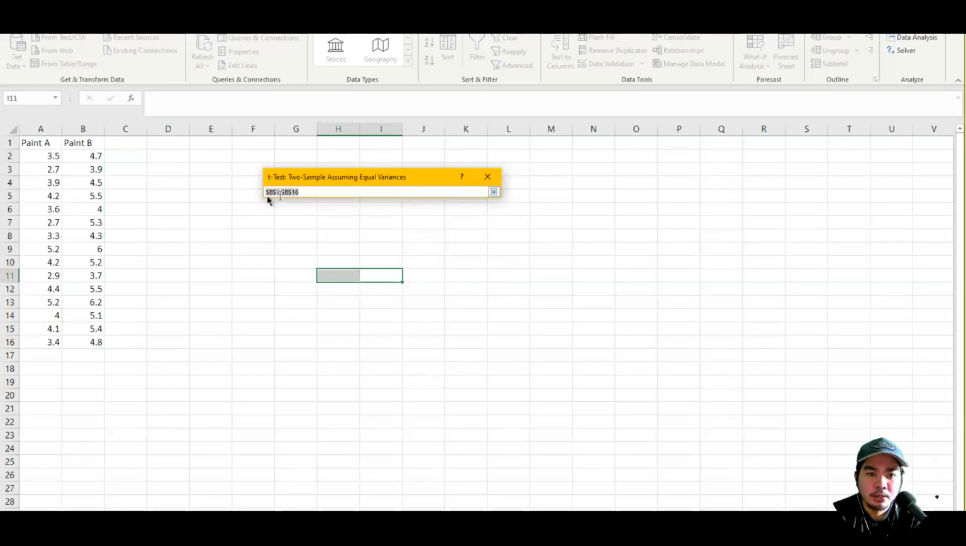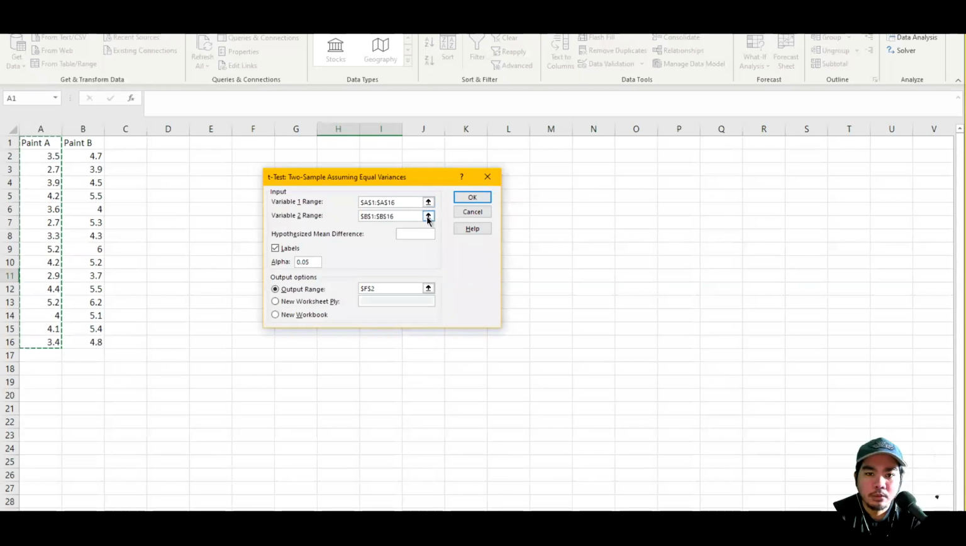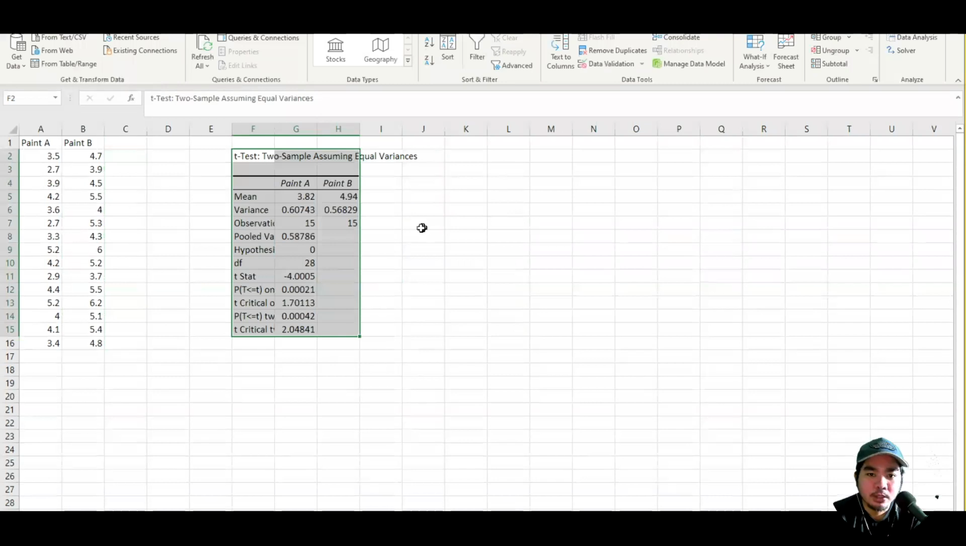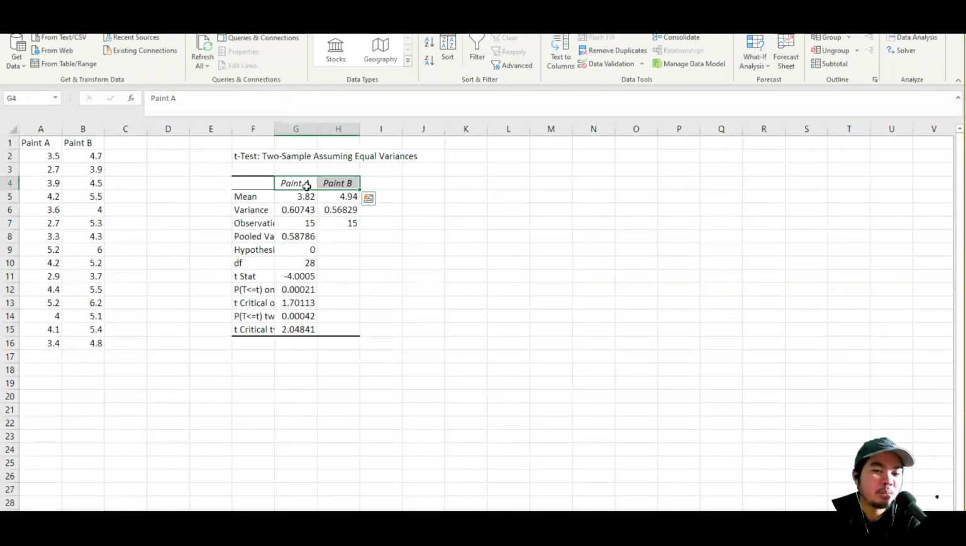Tama ba? B1 to B6 labels. Yeah. So maganda doon pagka ginawa niyo yung labels is siya mismo maglalagay ng mga headers na to, no? So, paint A, paint B kasi yun yung nakalagay kong header. So, it becomes more convenient, no, pag ganun yung ginawa niyo.